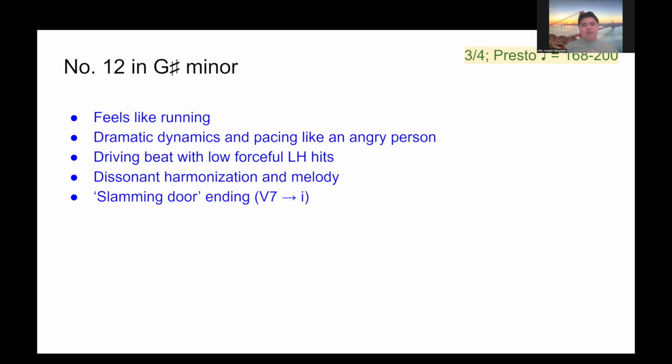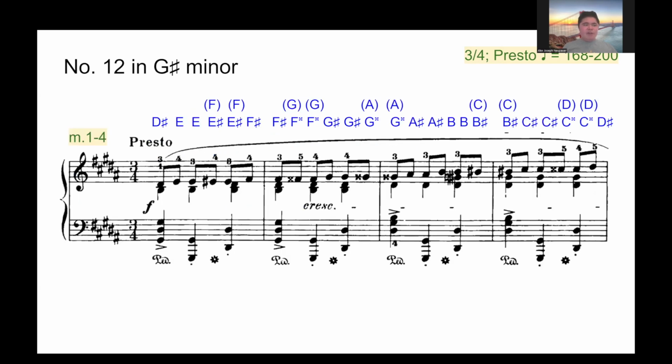Number 12 in G sharp minor feels like running. It has very dramatic dynamics and the pacing of an angry person. It features a driving beat with really low, forceful left hand hits. Of course, it has dissonant harmonization and melody, and it ends in something that I like to call a slamming door ending, and I will discuss what that means in a bit. First, let's look at this passage.